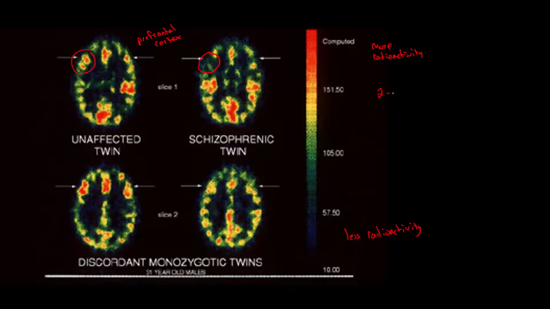We can inject with something called 2DG. That's 2-deoxyglucose. Okay, and furthermore, we can make it radioactive.